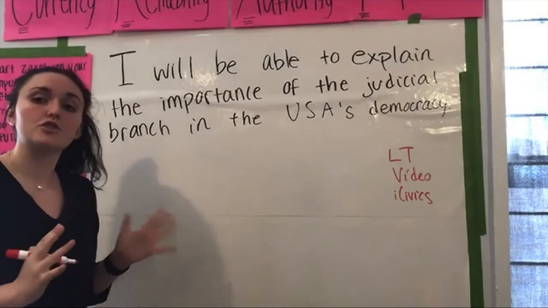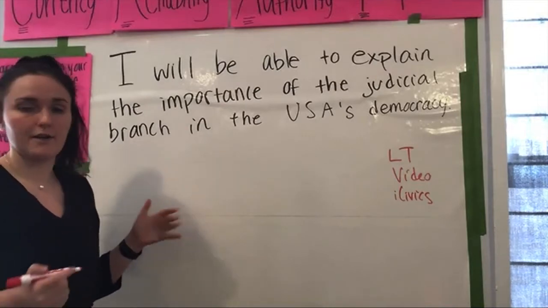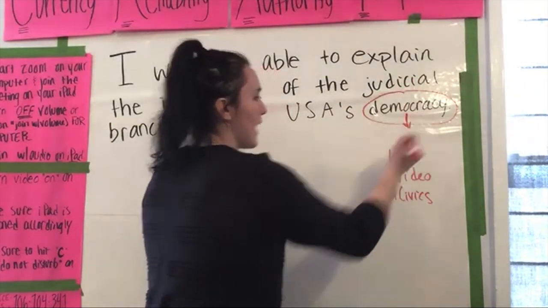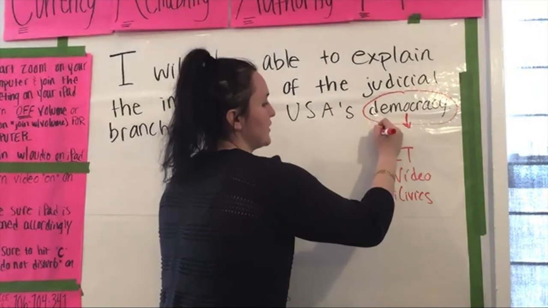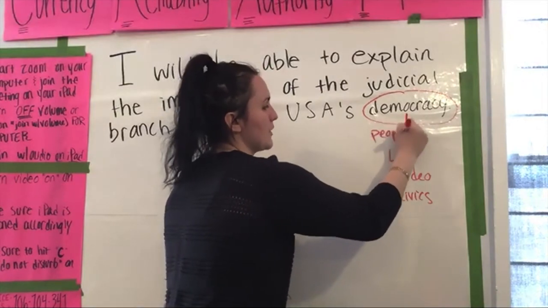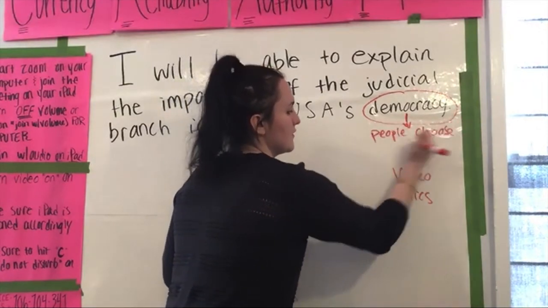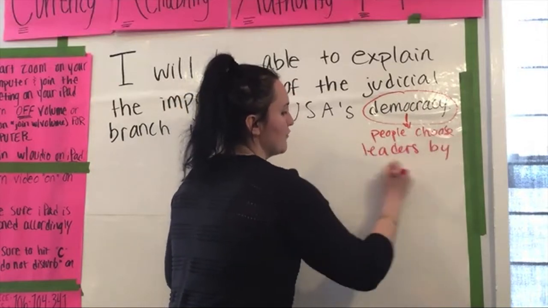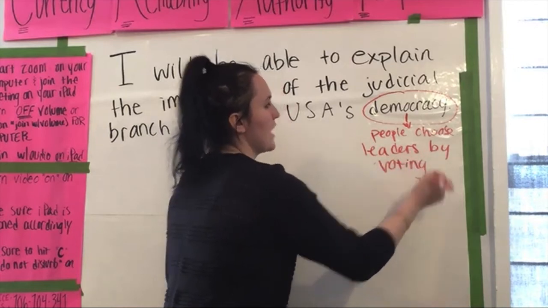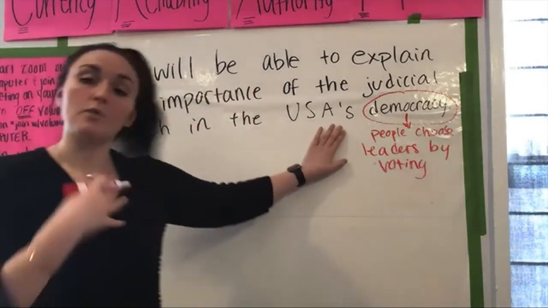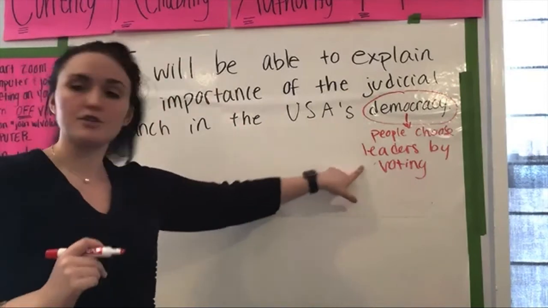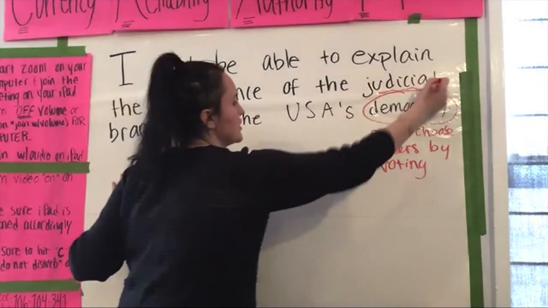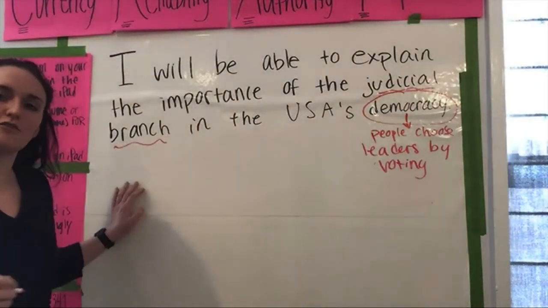A couple of words should be familiar to us in this learning target. First, democracy. A democracy is a type of government where people choose leaders by voting. So we know a democracy is a type of government where we, the people, get to choose our leaders through voting. We should also be familiar with this term judicial branch. We learned about it on Friday.